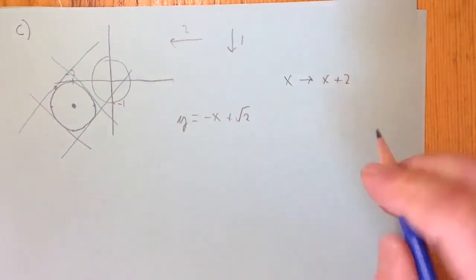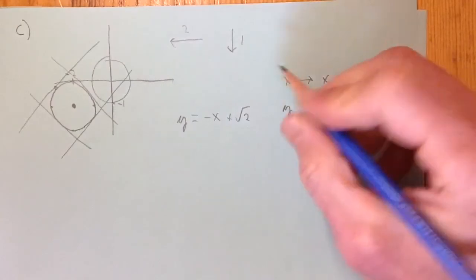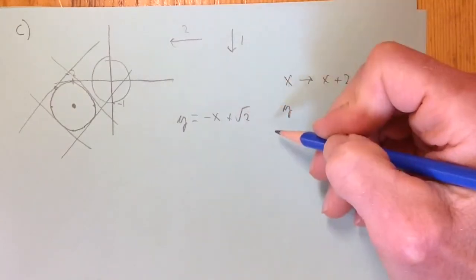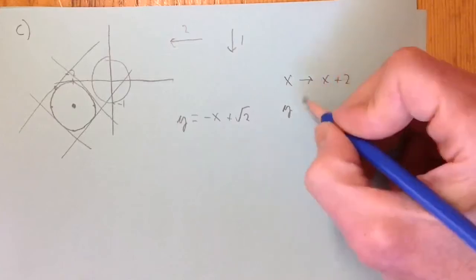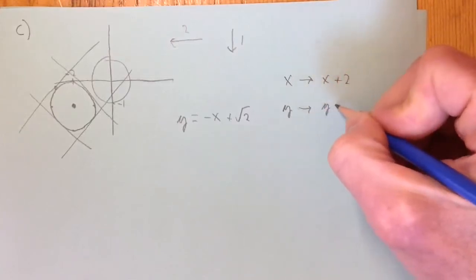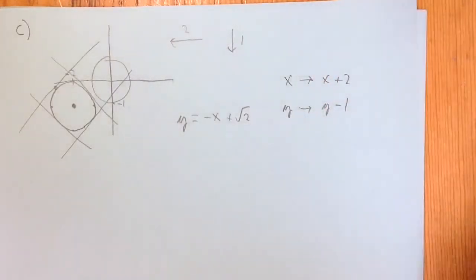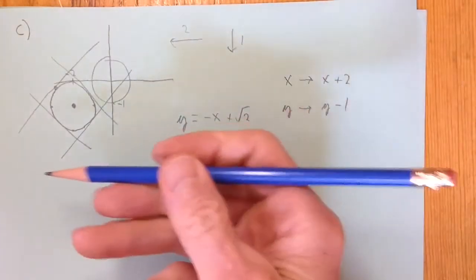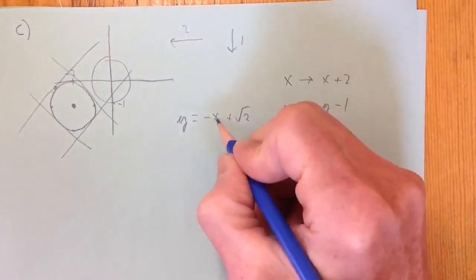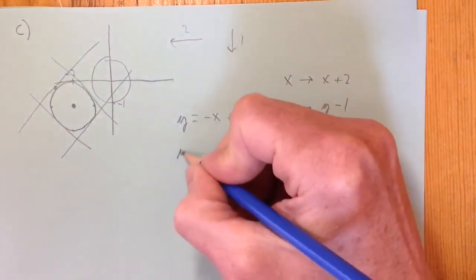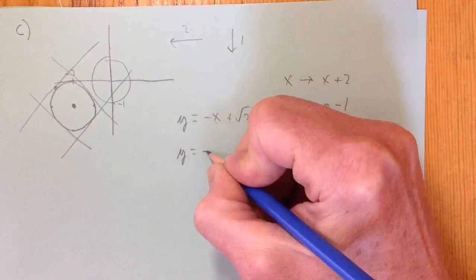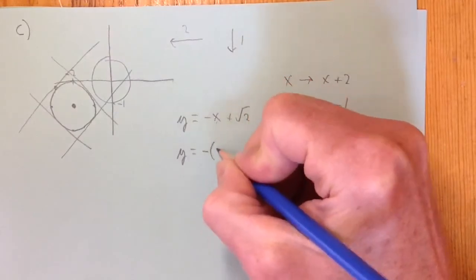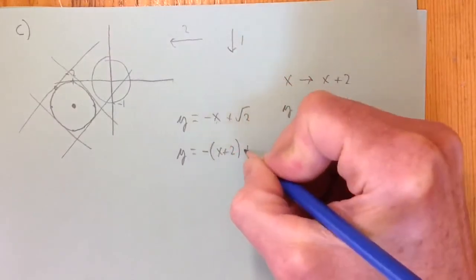In the y direction, it actually makes sense. The y one, we're shifting it down 1, negative, so the y becomes y minus 1. We're just taking away 1 from the y, and that one makes sense. But for the x, if we add 2 to the x, that's shifting it to the left. Okay, so here we add 2 to the x first, so then we get y equals negative, there's the x, we add 2, x plus 2 plus root 2.